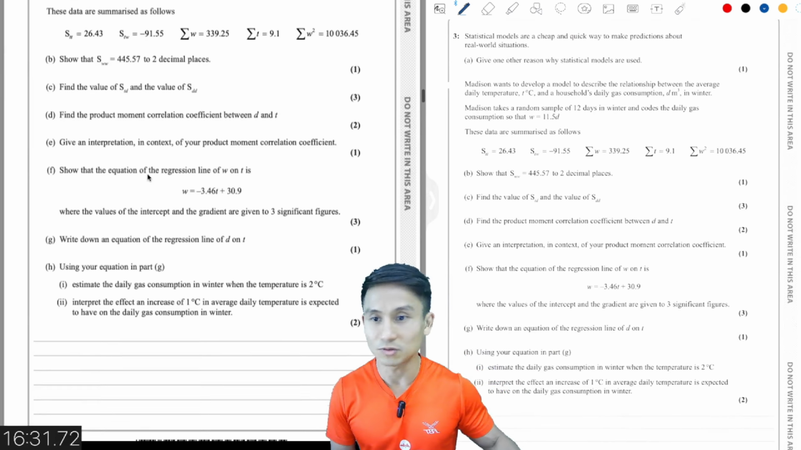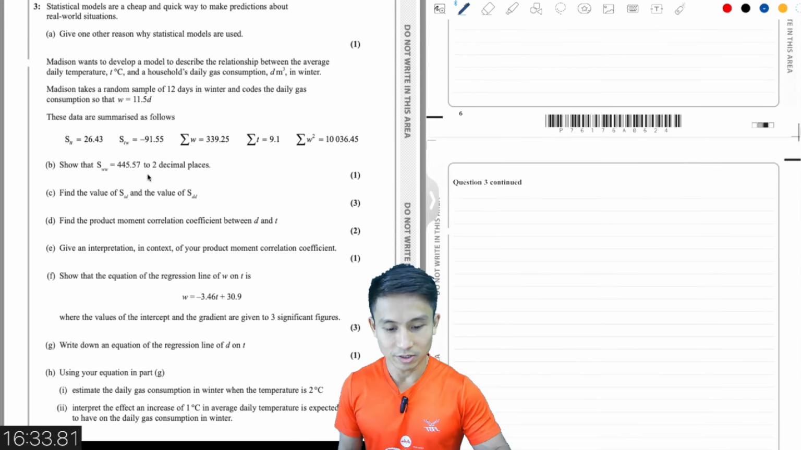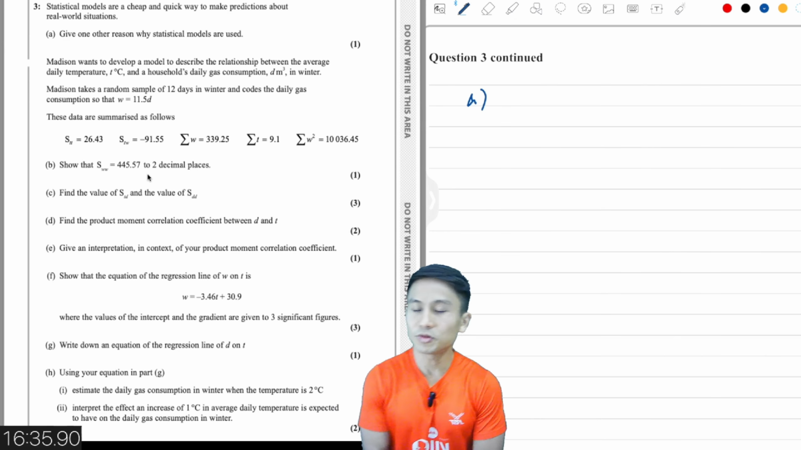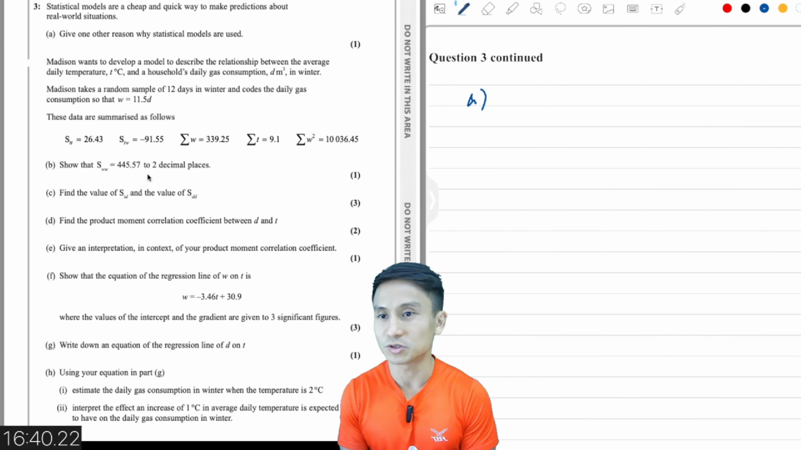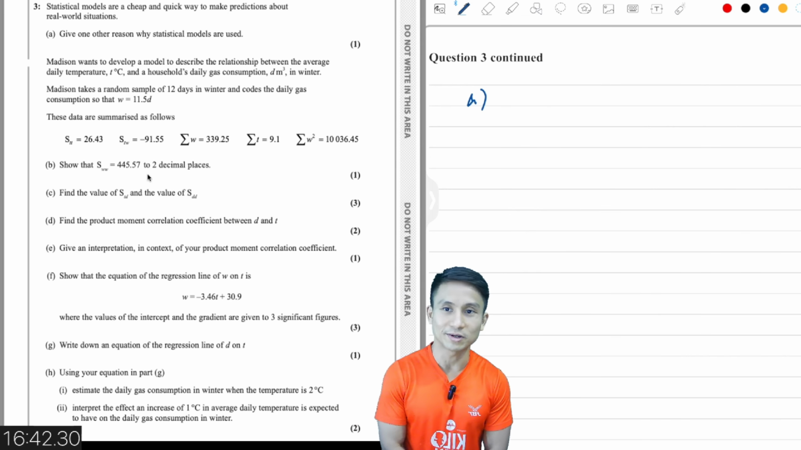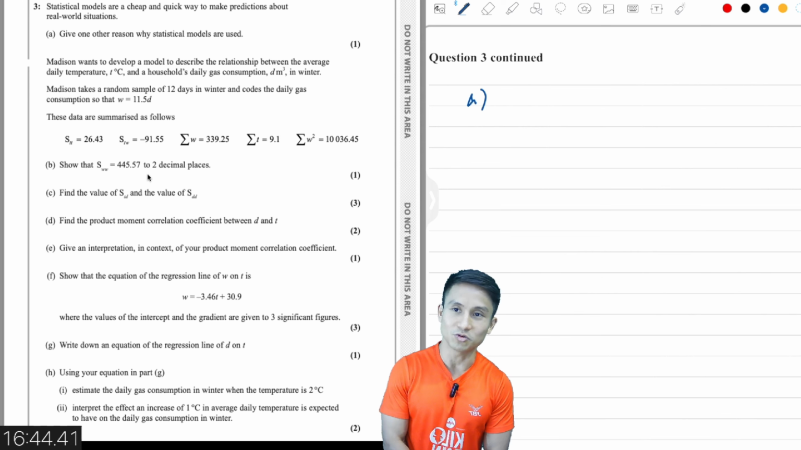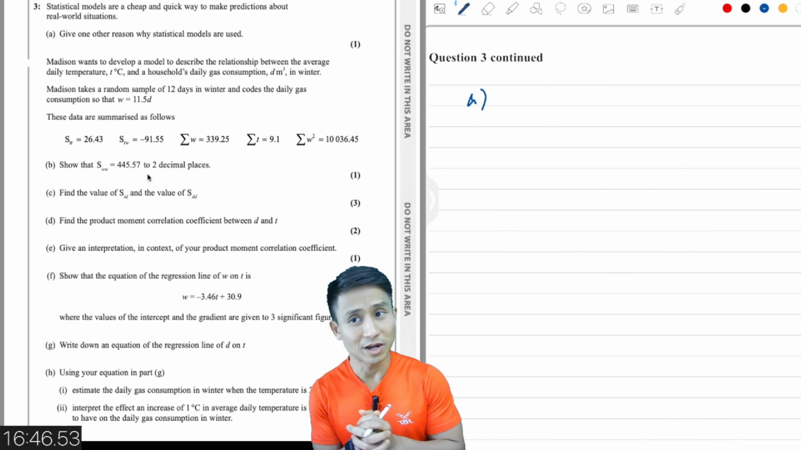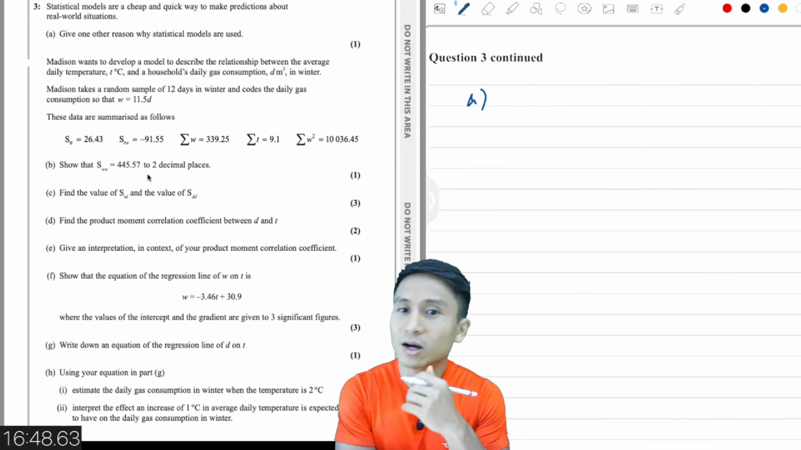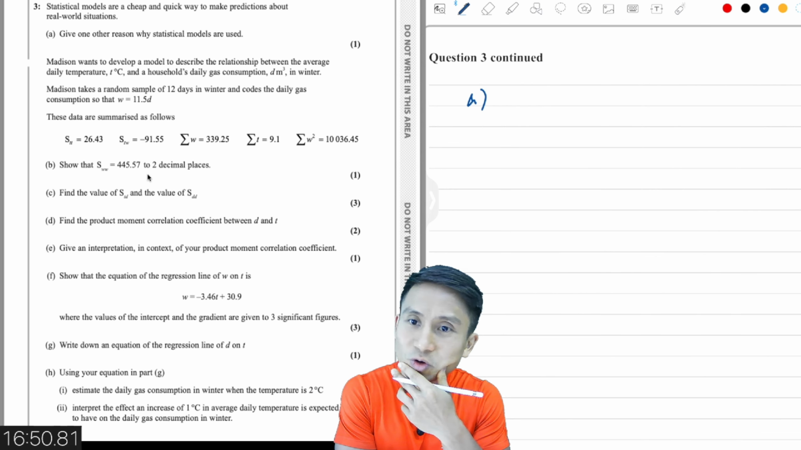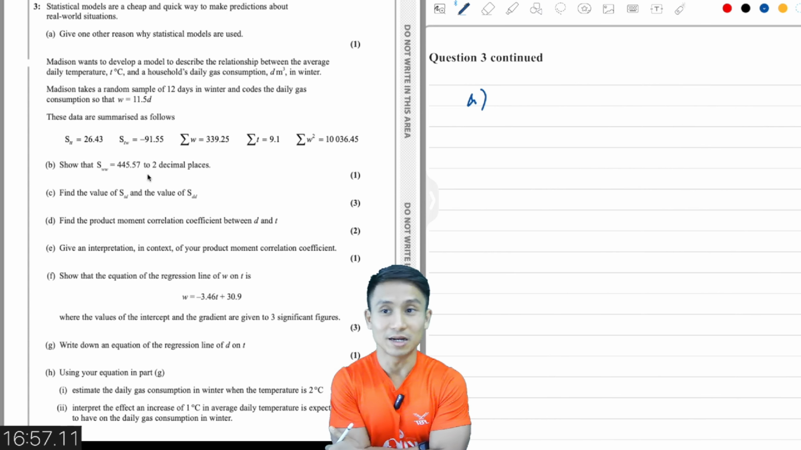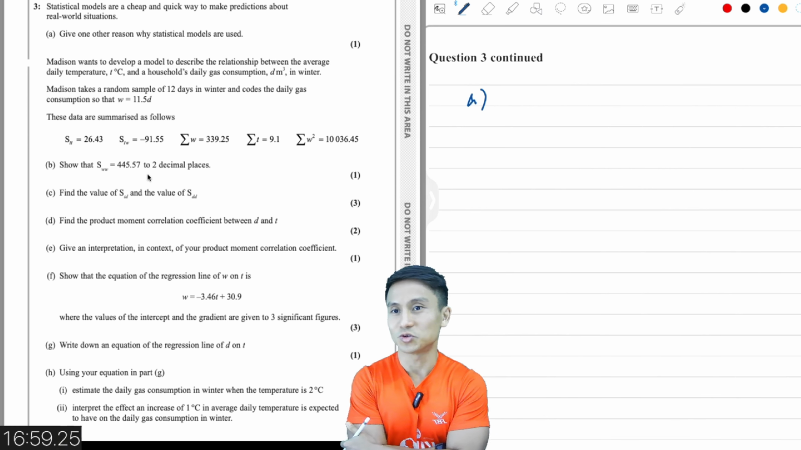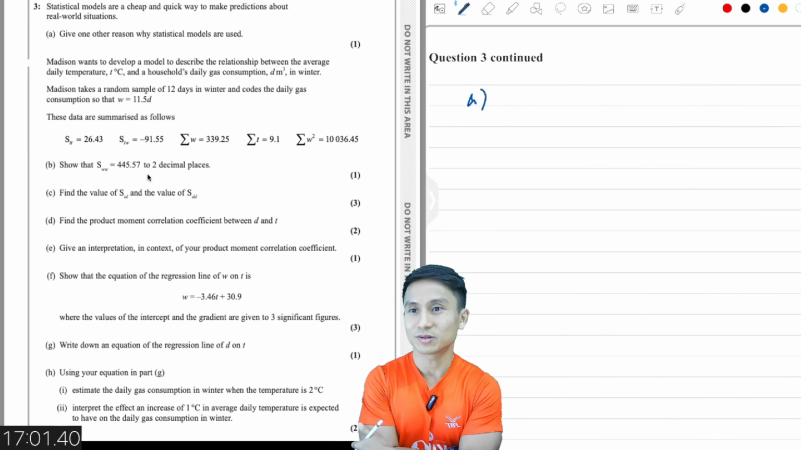Okay, I'm going to go do number 3 now. Ooh, long one. Number 3, statistical models are a cheap and quick way to make predictions about real-world situations. A, give one other reason why statistical models are used. One other reason. Predictions about the real-world situation. Well, we don't have to predict, right? We can represent. Wait, hang on.